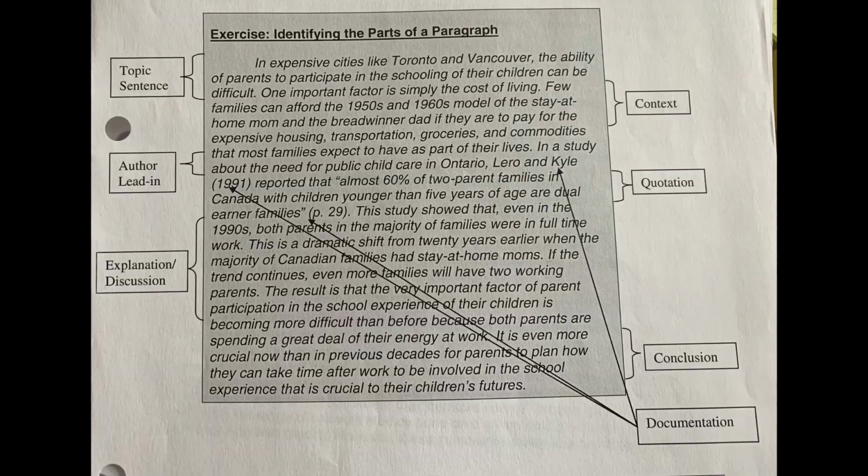And now, here is the concluding sentence. It is even more crucial now than in previous decades for parents to plan how they can take time after work to be involved in the school experience that is crucial for their children's futures. That's a properly integrated paragraph with all the 7 parts.